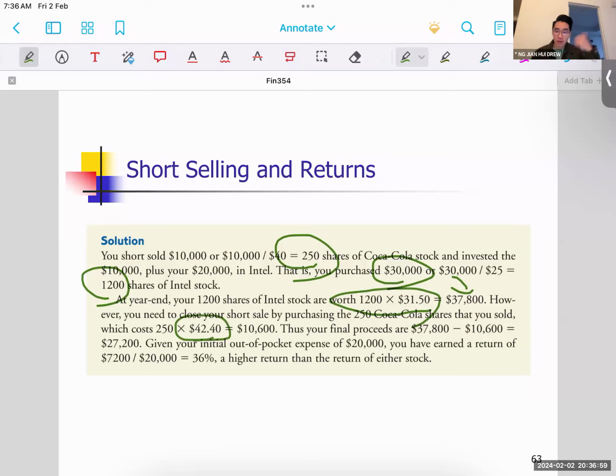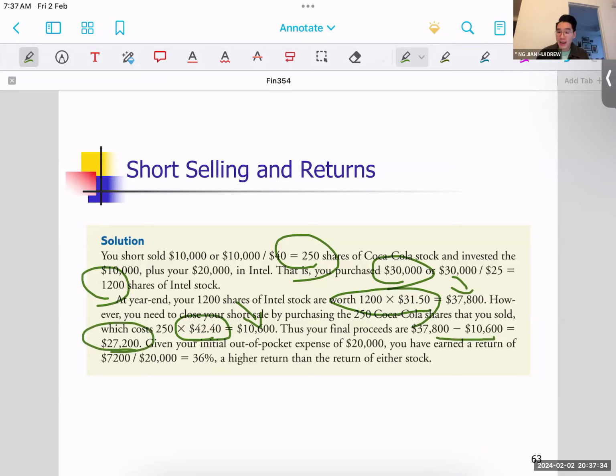Remember? So this goes back to the point I say that your stock price need not be dropping, but if you invest in something that grows more, you can actually get the profit as well. So yes, your Coca-Cola stocks grow from $40 to $2.40. So this is the cost you need to pay back, 10K 600. All right. So you pay back, you get this amount.